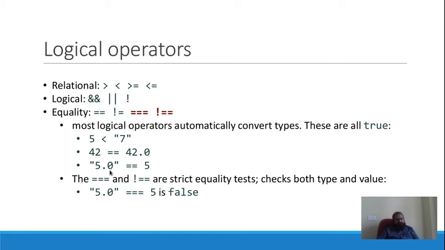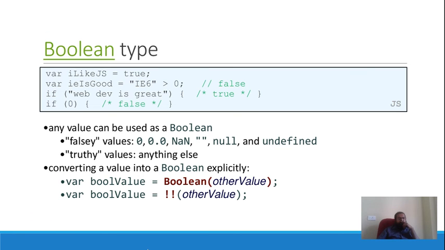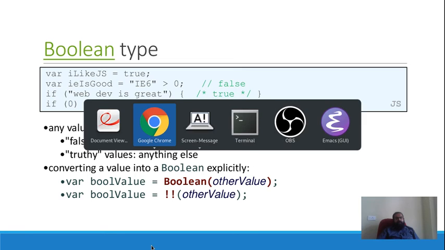Then I have 5.0 double equal to 5, that will also return true. Okay, so the triple equal to and the not double equal to are strict equality tests and check both type and value. Okay, then you have the Boolean type and so on. So let us continue from the Boolean type in the next class.